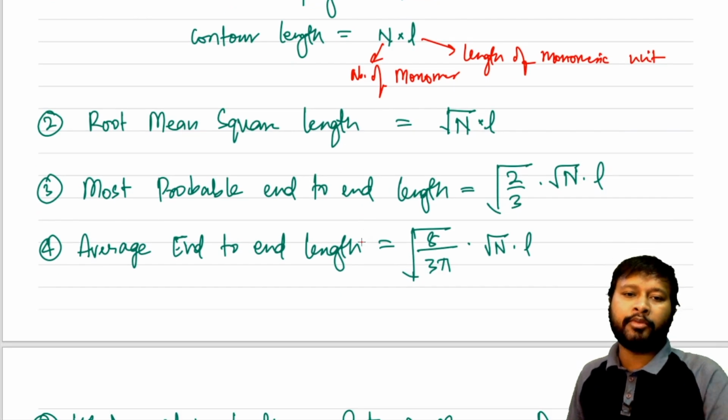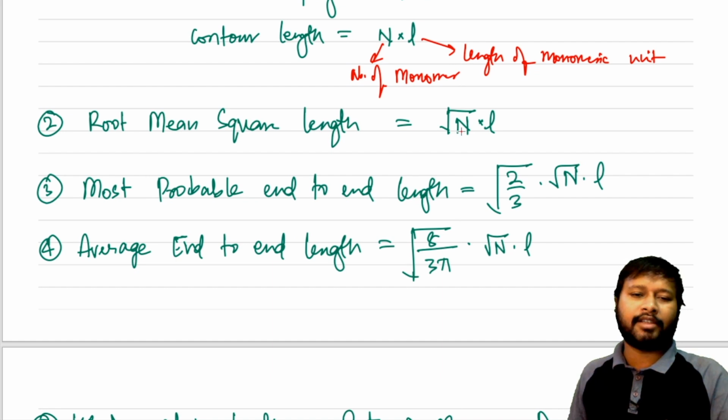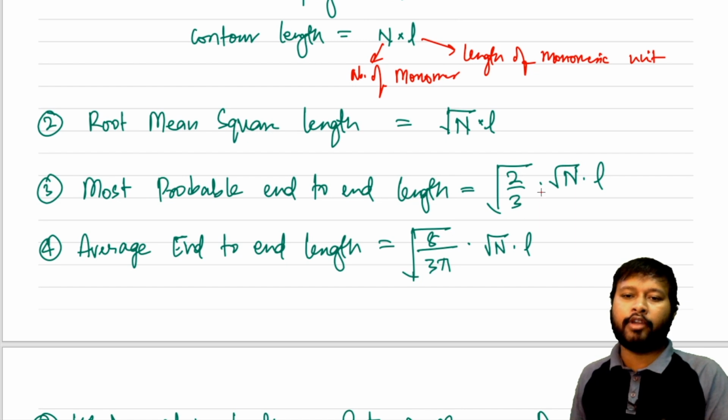Next is the root mean square length. Root mean square length is calculated by under root n into L, where n is the number of monomeric units and L is the length of a monomeric unit. Next is the most probable end-to-end length, which is given by under root 2 upon 3, under root n, into L. Or you can also write it as under root of 2n upon 3, into L. That is also a way of writing it. These are all in multiplication, so make sure of it.